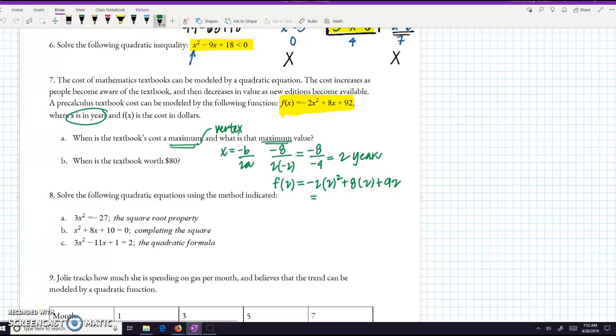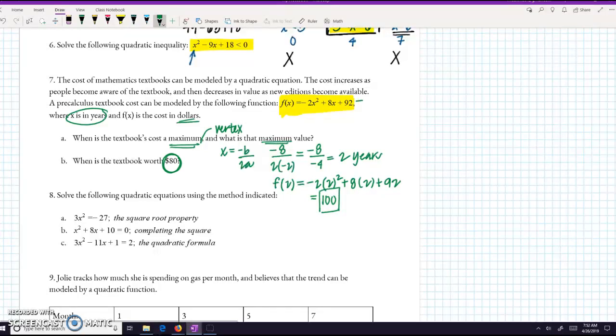So finishing up this last problem, you're just going to plug this into your calculator and you'll get out a maximum price of $100, because that's what the textbook is measured in. Part B, the last piece, asks you when the textbook is worth $80.